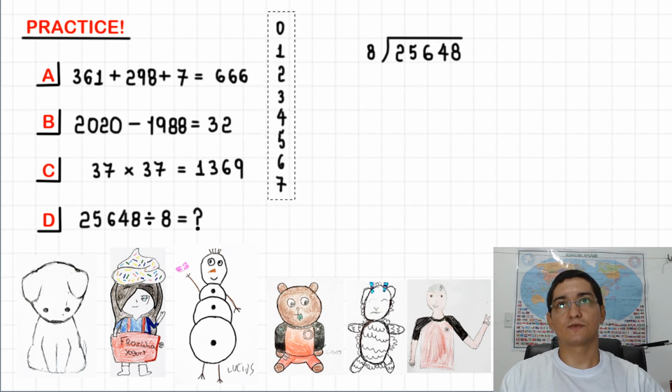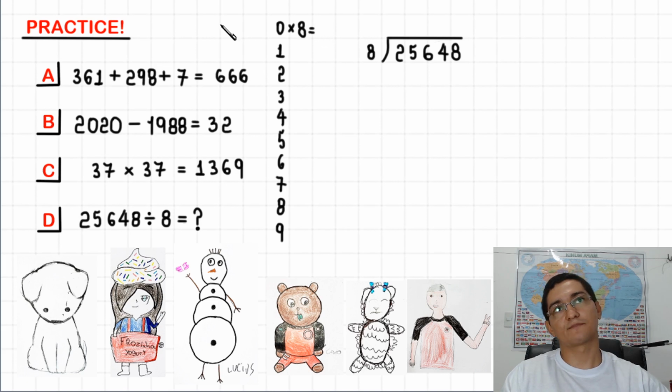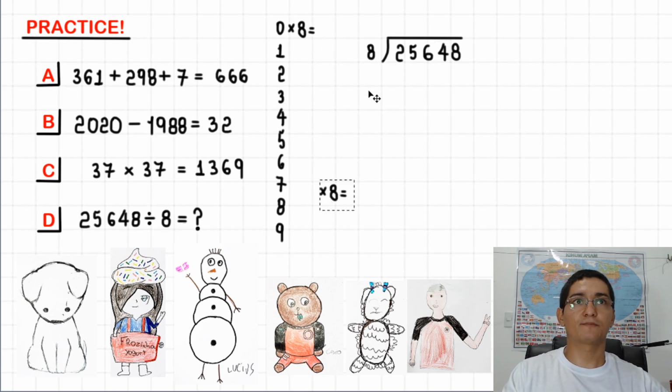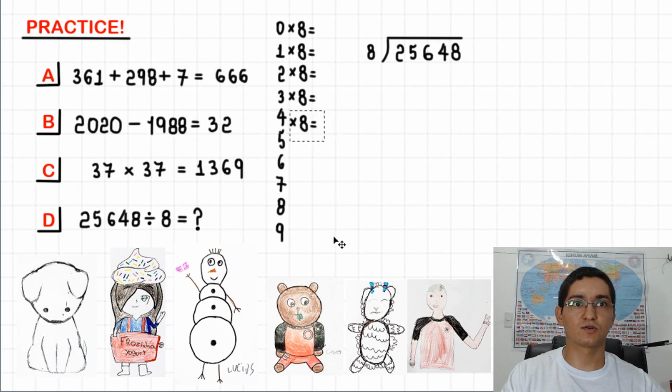Here we go. 8, 9. And I multiply by 8 each time. So I just copy and paste. Copy and paste again. One more time. We are almost done.